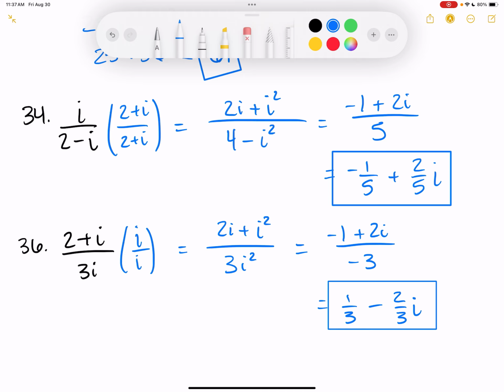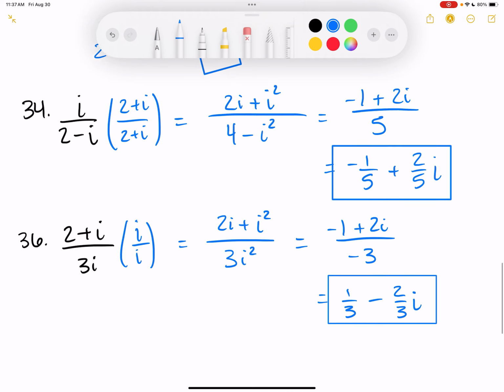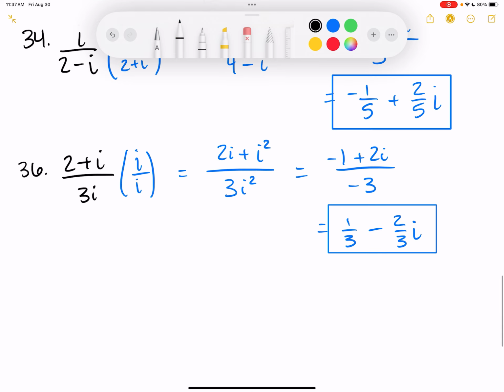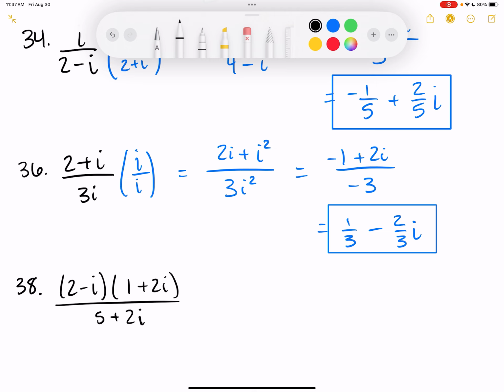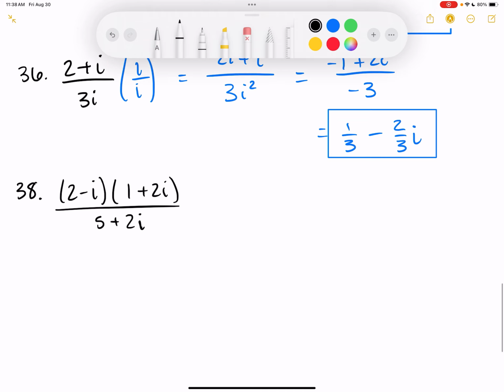Okay, one more that's a little harder. Number 38, I've got on top (2 minus i) times (1 plus 2i), over, on the bottom, 5 plus 2i. So on this one, the first thing that I actually want to do is to FOIL the top before I start multiplying by conjugates. So what is that top going to multiply to become?